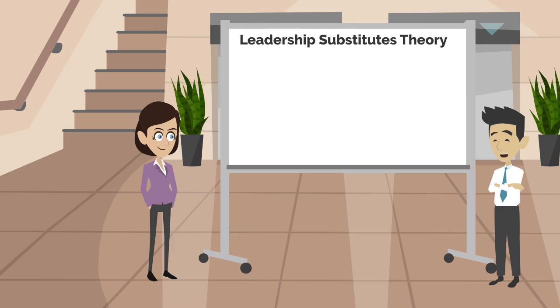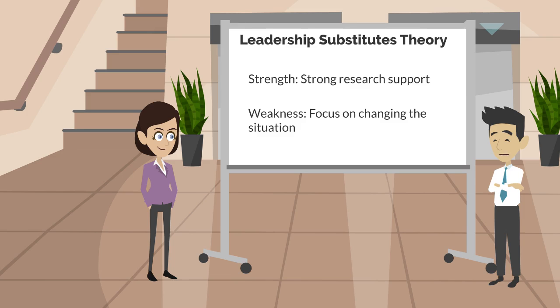In this theory, there are substitutes, such as a highly skilled workforce, that then make a leader's style unnecessary. There are also neutralizers, such as geographical distance, that minimize a leader's effect on their team members. Managers must assess these factors in order to provide the best leadership style for the given situation. Leadership substitutes theory has been well studied and has strong empirical support. Unfortunately, one major weakness is that it focuses on changing the situation rather than changing the behavior or style of the manager. In this regard, we have come back full circle to Fiedler's original premise with contingency theory.